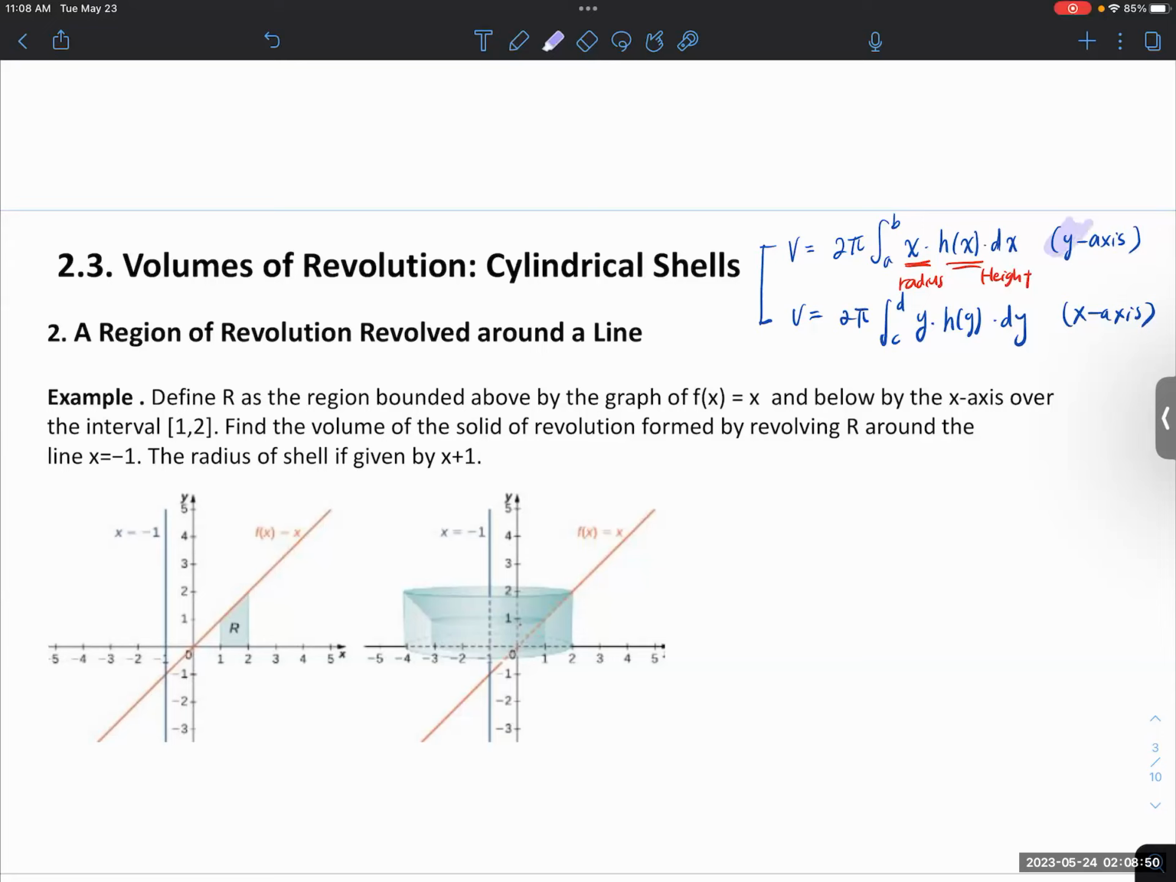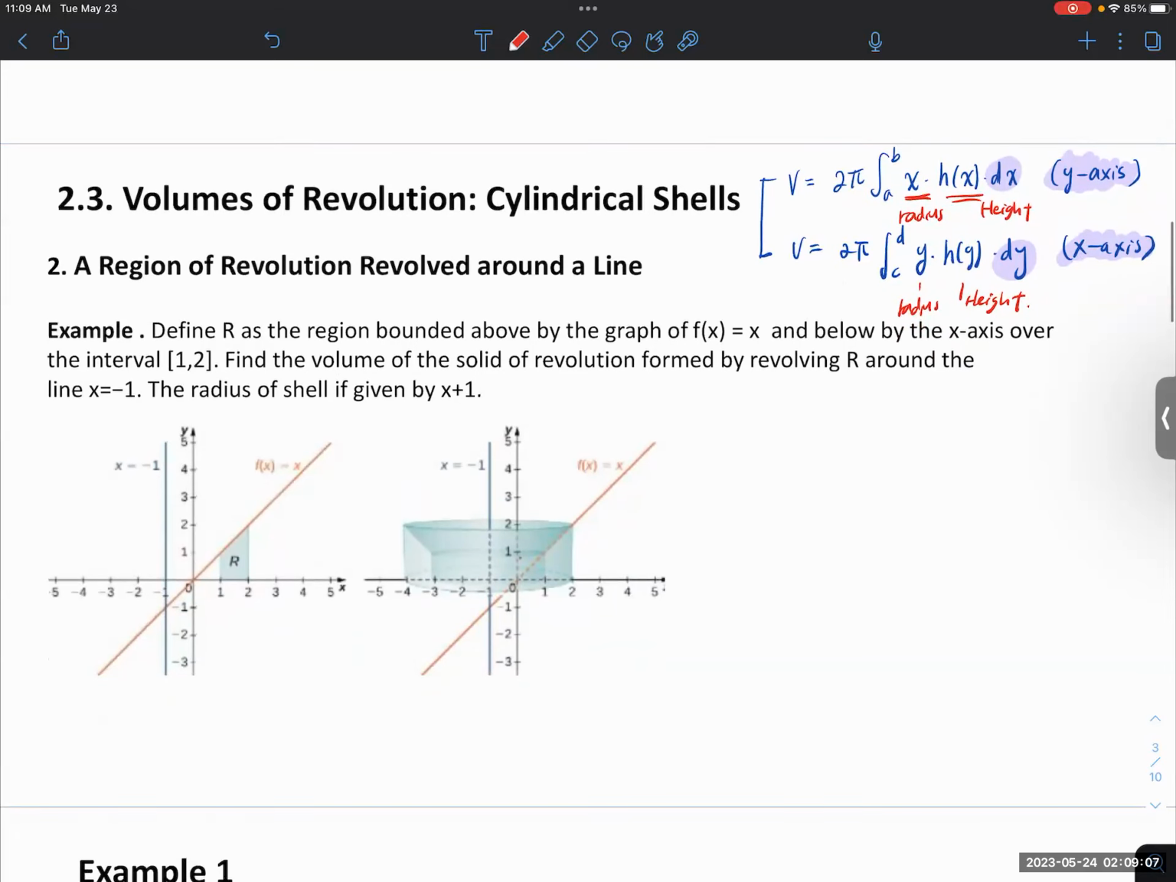If you rotate about the y-axis, it's the opposite variable, dx. If you rotate about the x-axis, you're going to have the opposite variable, dy. This is the radius and this is the height. So we talked about this formula, right? Let's take a look at an example. It's a little bit complicated, but I will show you why we're going to keep utilizing the shell method.